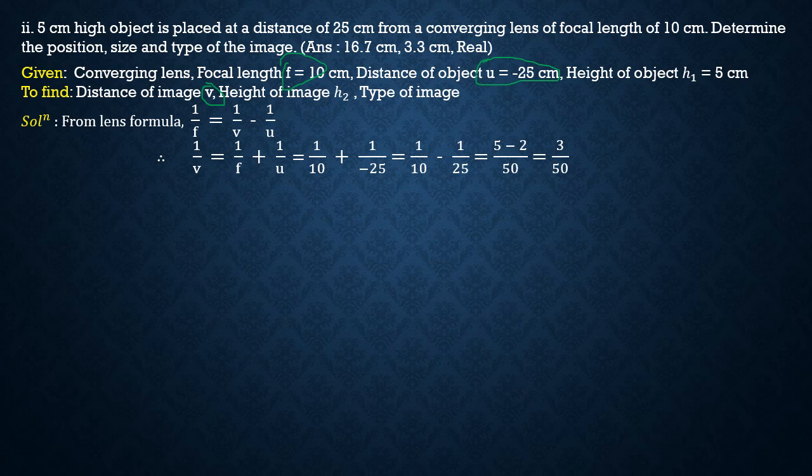Now to take a LCM, we know that 10 5s are 50 and 25 2s are 50. Means this part here I have multiplied by 5. Correct? And for this one I have multiplied by 2. So therefore 5 ones are 5, 5 tens are 50, minus sign as it is, 2 ones are 2 and 25 twos are 50. So denominator is written only 1. So 5 minus 2 upon 50, which is equals to 5 minus 2 is equals to 3 and upon 50. Okay, so what is your answer? 1 upon V is equals to 3 upon 50.